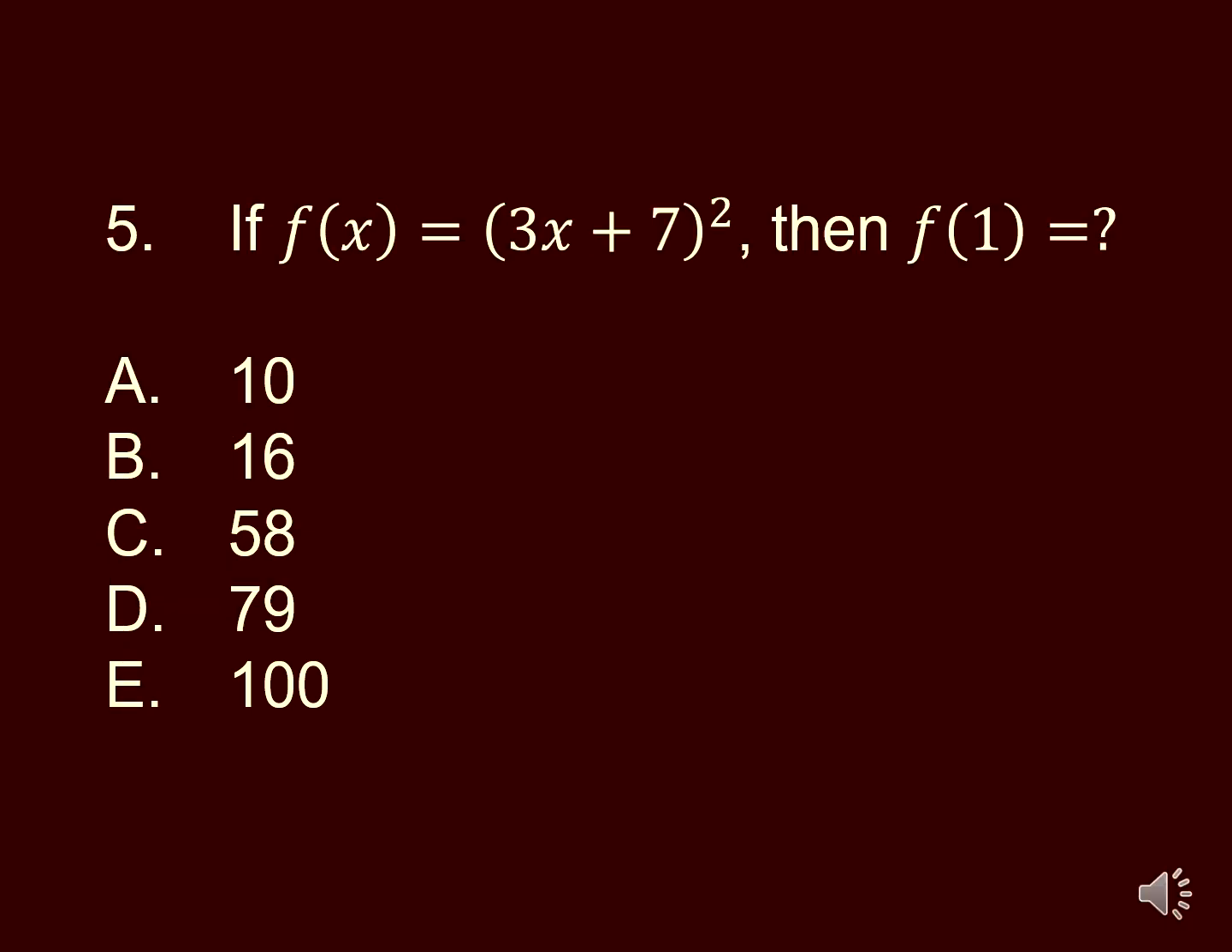Our next problem says if f of x equals (3x plus 7) quantity squared, then f of 1 equals what? And the choices are 10, 16, 58, 79, and 100.